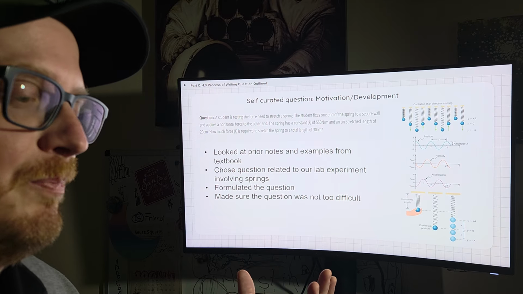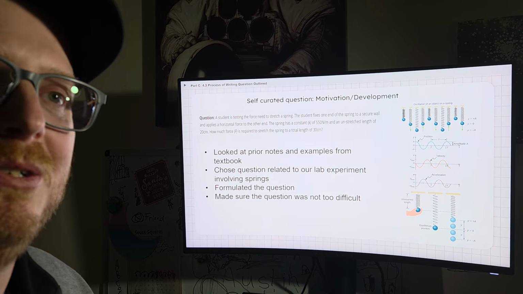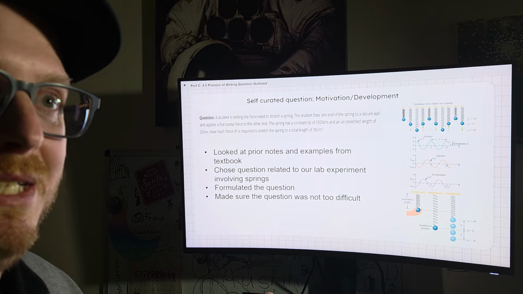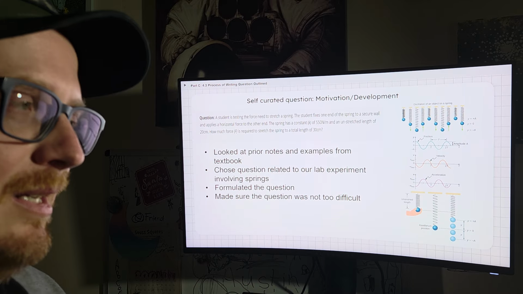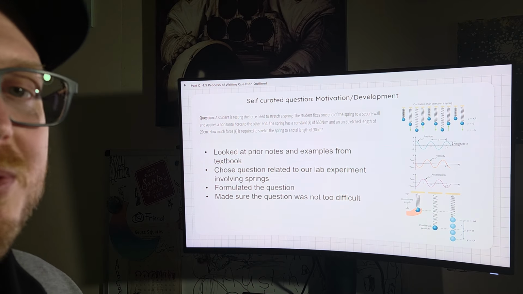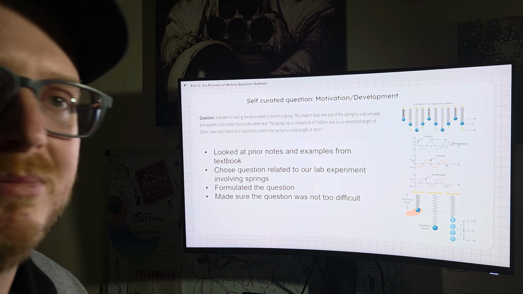Like we want to make sure that we make it easy enough that we can all solve the problems so that we can learn in the process, instead of making it so difficult that it deters you from wanting to proceed forward.